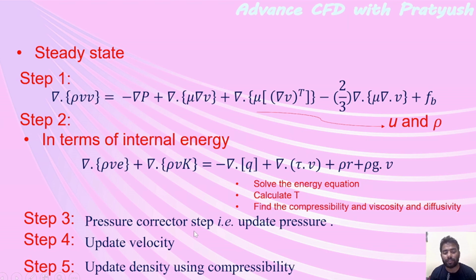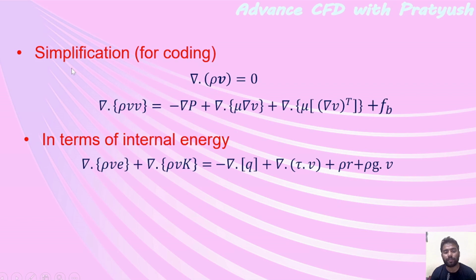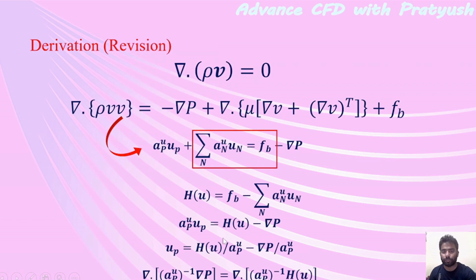Now we will solve for the pressure. That will be step 3, the pressure corrector step. Using this pressure corrector step we will update the pressure, and of course update the velocity. Then using this updated pressure and compressibility we will update the density, and this will iterate until our tolerance criteria are fulfilled. For simplification I have written it here. Now let's go to the derivation part.